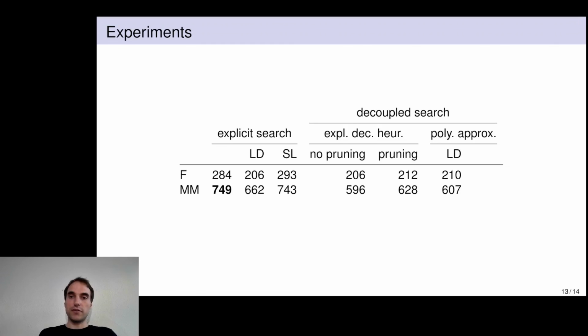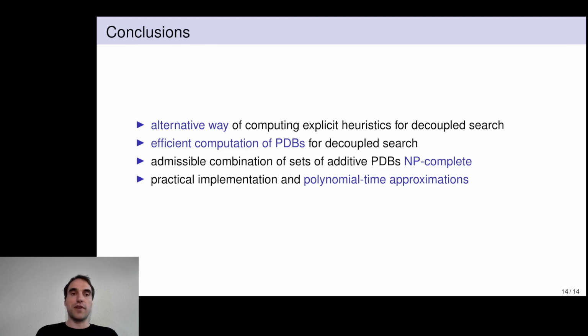Then we proceeded with the two polynomial time approximations, and as we expected after seeing the bad impact of the leaf disjoint restriction, coverage cannot really compete even with the explicit way of computing the heuristic. So this is not an approximation that we can recommend. However, the single leaf approximation works really well, and in particular with the fork factoring, it actually works better than explicit search. So it's time to wrap up.